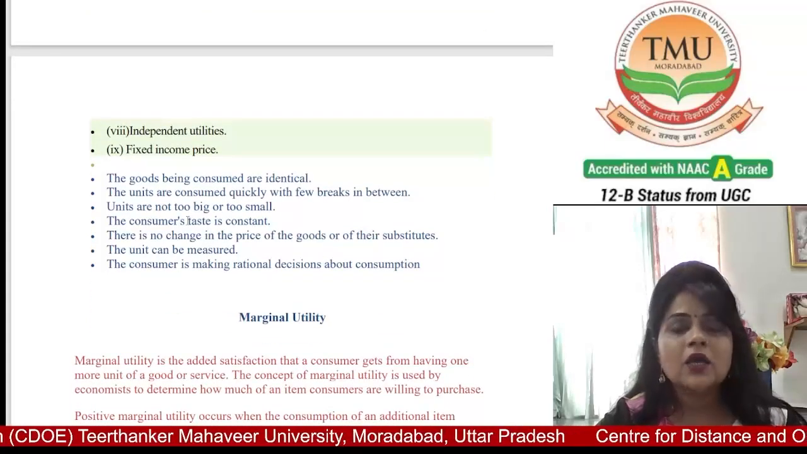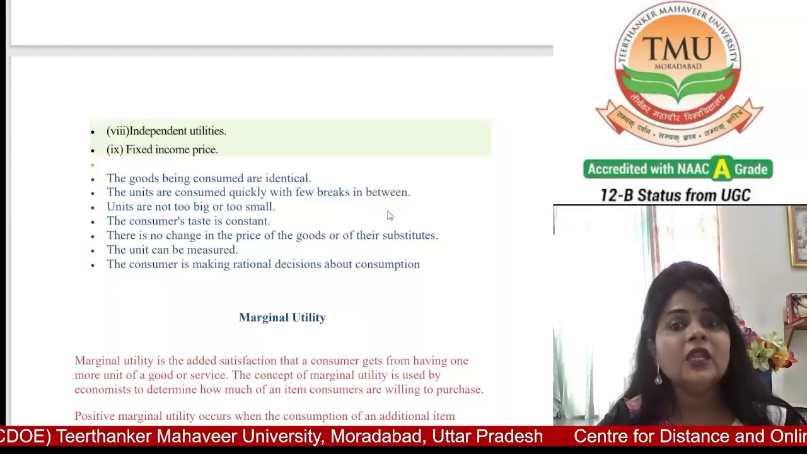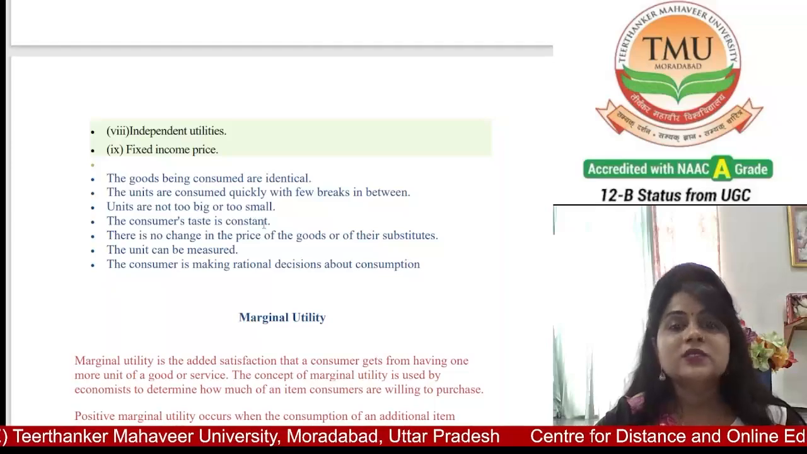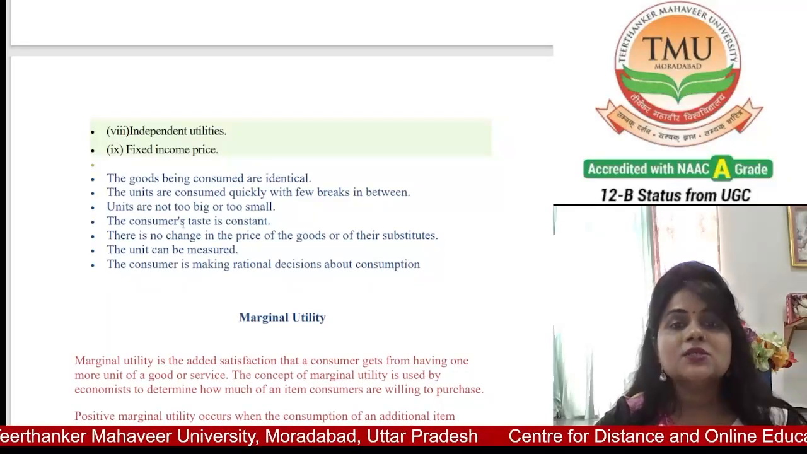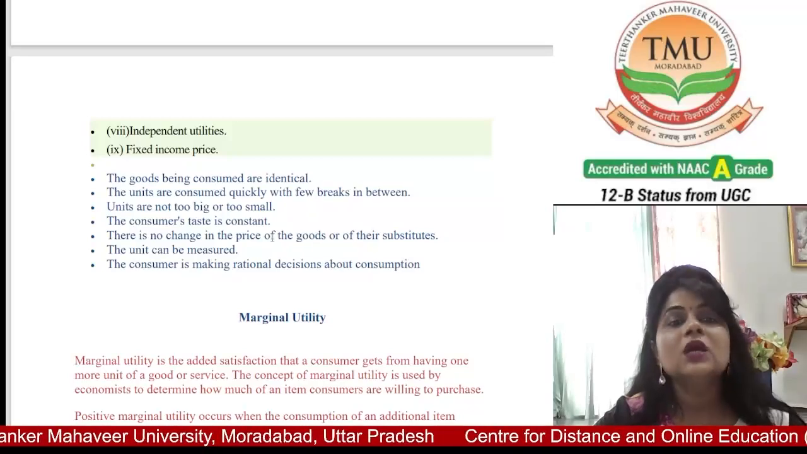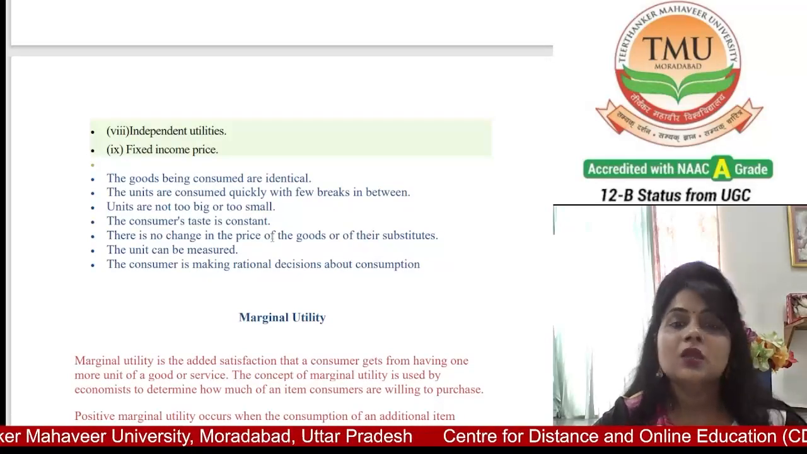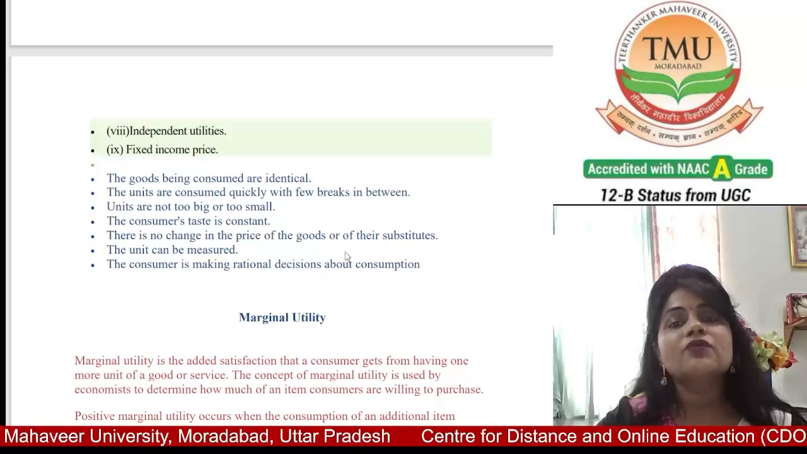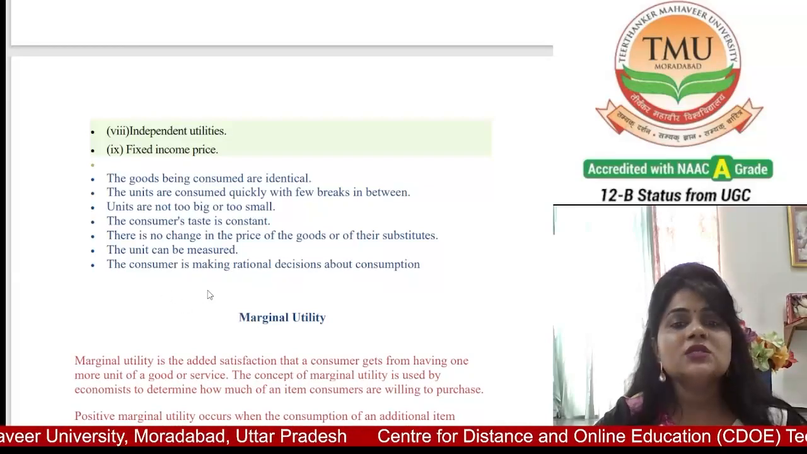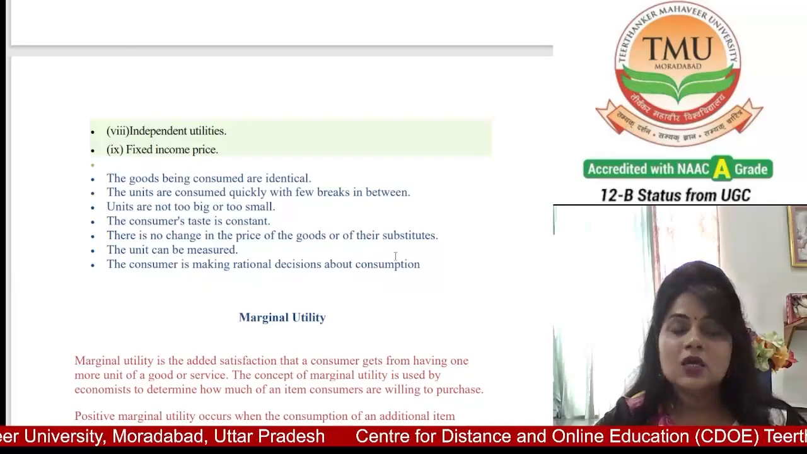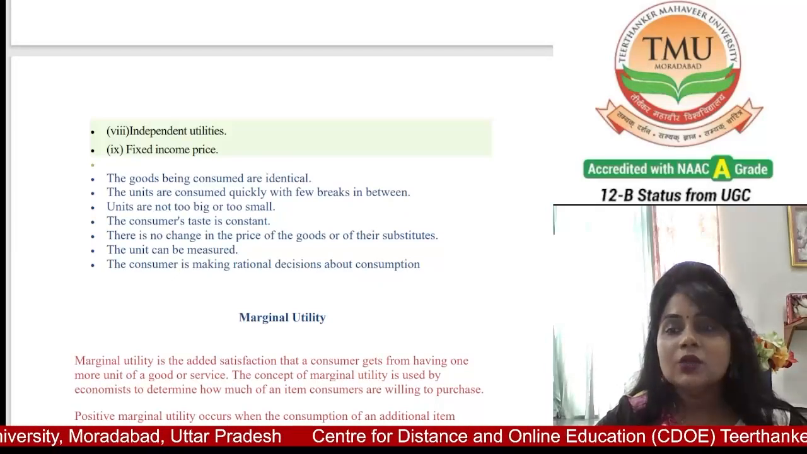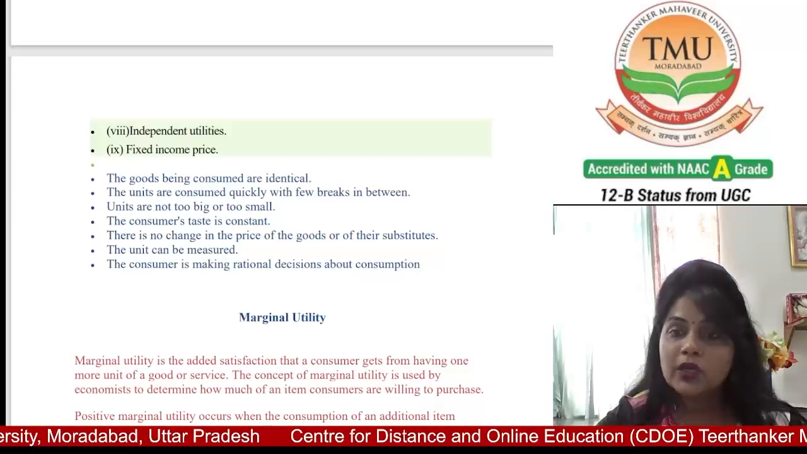The units are consumed quickly with few breaks in between. Units are not too big or too small, meaning it's a rational quantity. The consumer's taste is constant. Income, taste, and the price of the commodity should be constant. There is no change in the price of goods or their substitutes. The units can be measured. The consumer is making rational decisions about the consumption. I think you properly understood the assumptions of utility.